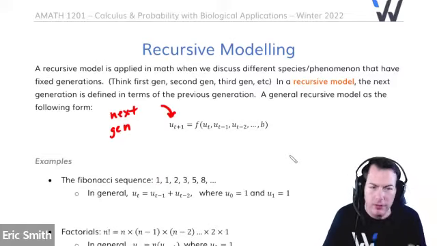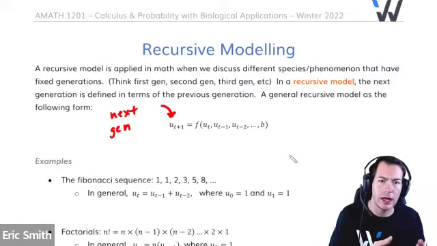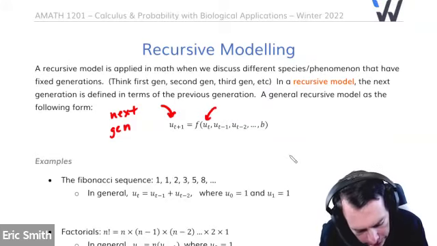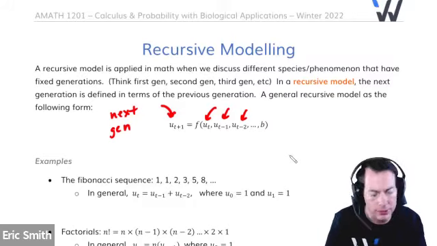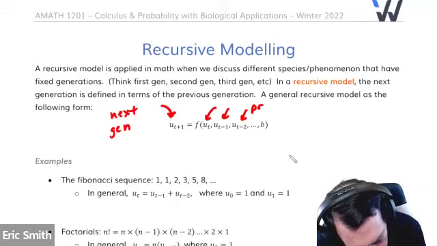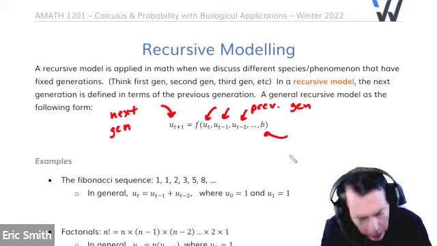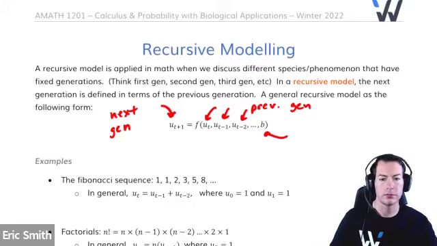you'll see that that is some sort of equation that has inputs of the previous generations. So there's t minus 1, there's t minus 2. They could go all the way down to let's say u of 0. I'm just going to say previous generations. And there also could be some constants in there.